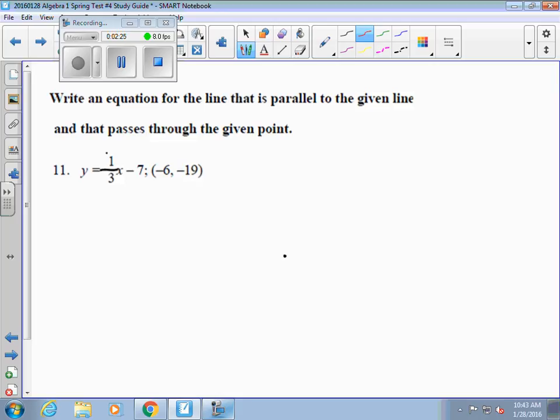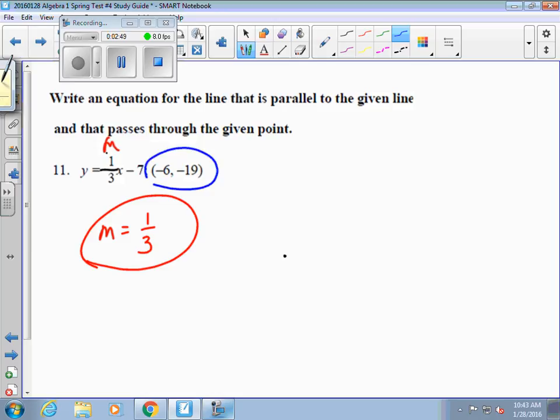Number 11 tells you to write an equation for the line parallel to the given line that passes through the given point. Y equals mx plus b. Again, you can see what m is for this one. Its slope is 1/3. We said a second ago on number 10 that the slopes for parallel lines are the same. So the new equation is going to have a slope of 1/3 as well. Now you have a slope and you're given a point. We learned all about point slope form.